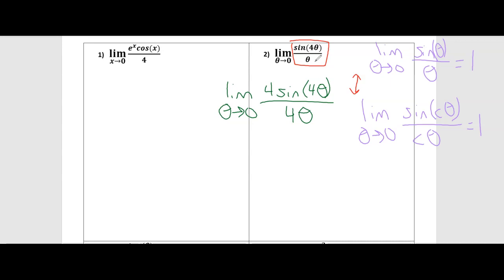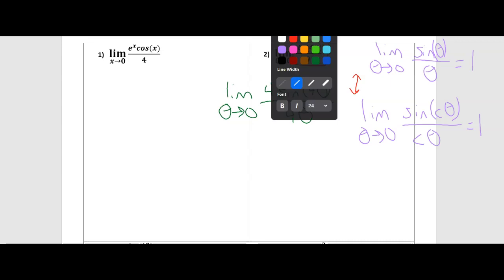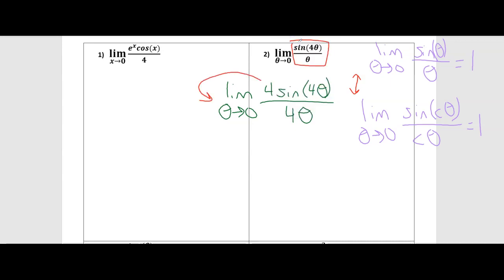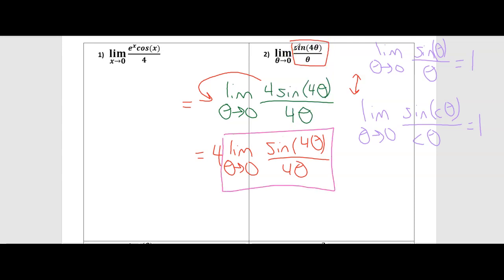Well, there is, but using our limit properties, I am easily able to move that outside the limit. So now I get 4 times the limit as theta approaches 0 of sine of 4 theta over 4 theta. And we know, based on what we looked at up above, that this limit right here has to be equal to 1. So I have 4 times 1 is equal to 4, and that is the answer to this limit expression.